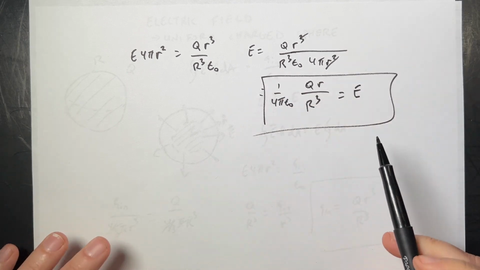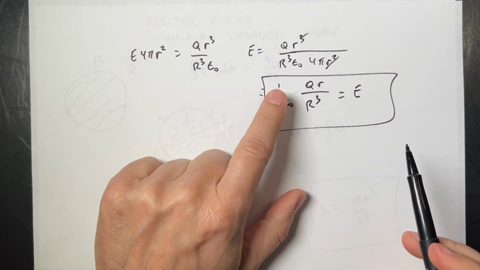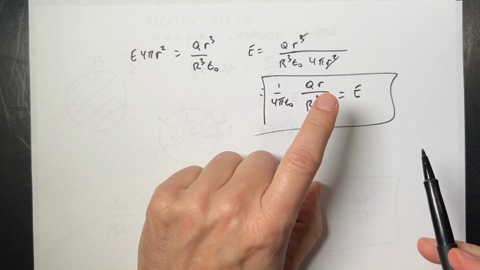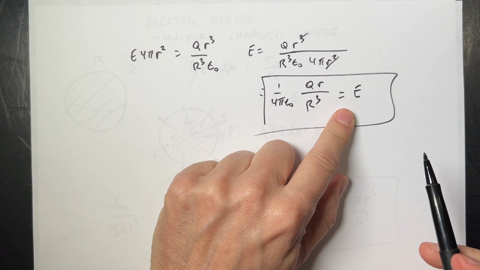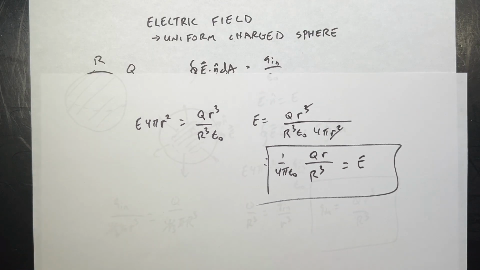But before I check this value, let's notice something very important. This is the scalar magnitude of the electric field. It does not give me the direction of the electric field. And that's because I've already chosen the direction.